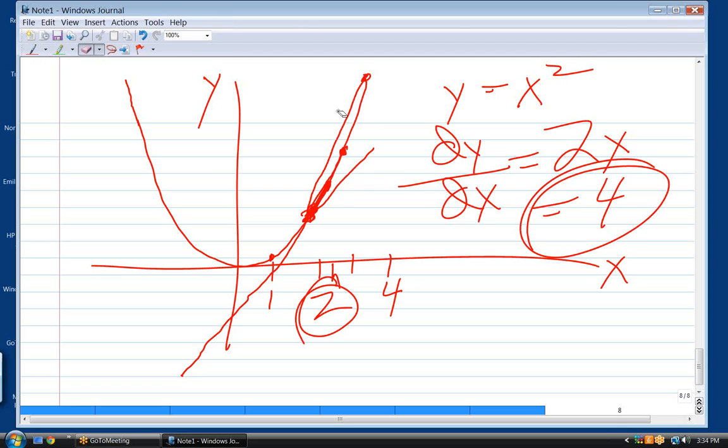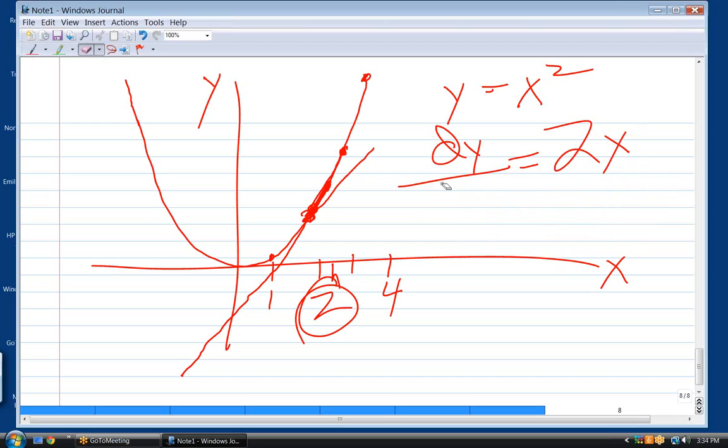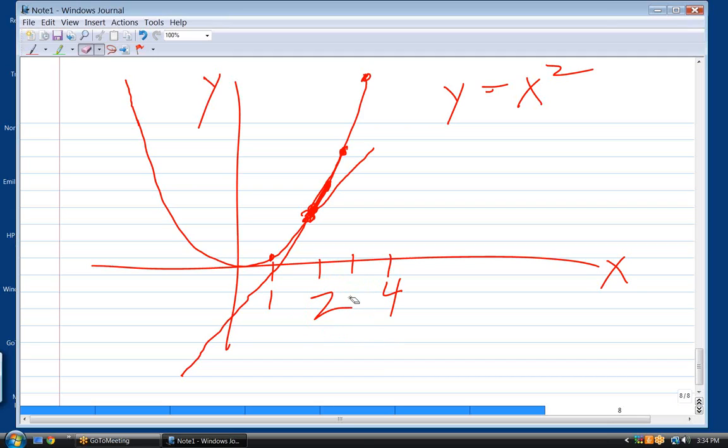And that's what differential calculus is all about, figuring out the instantaneous rate of change of functions. So this is coming next. I'm just giving you a little preview of this.